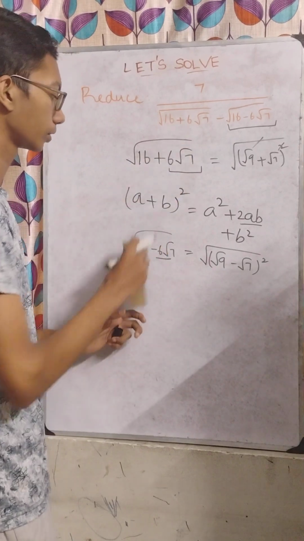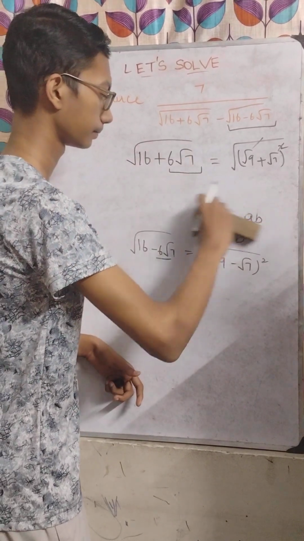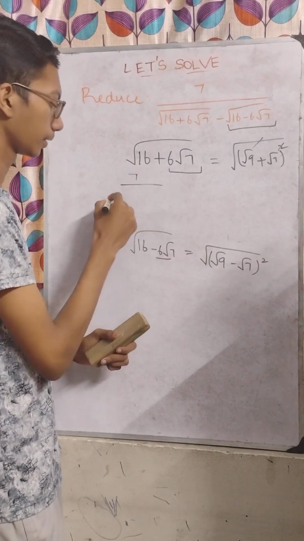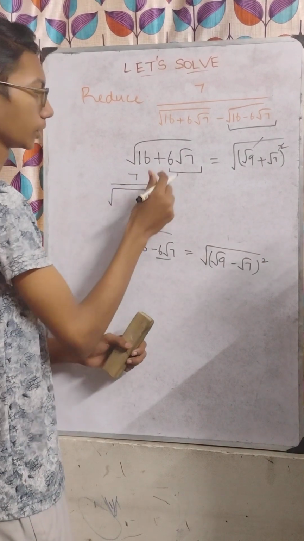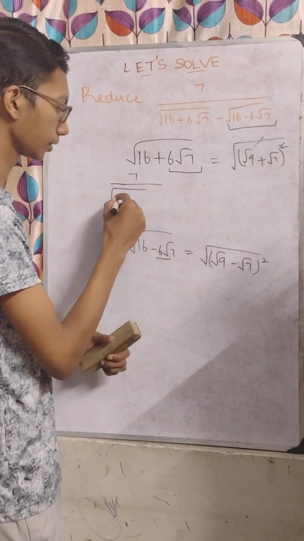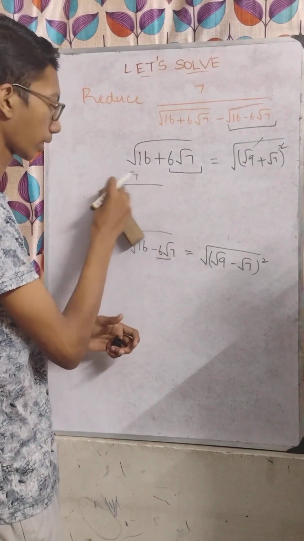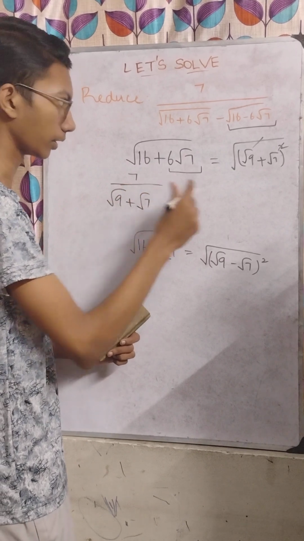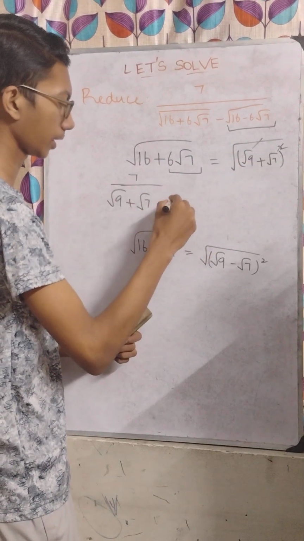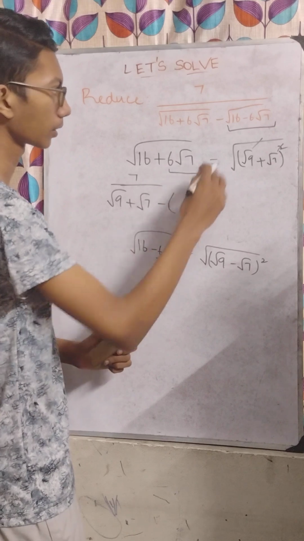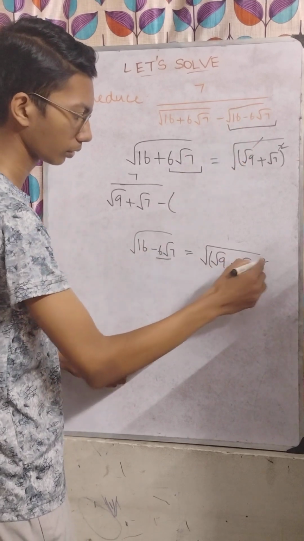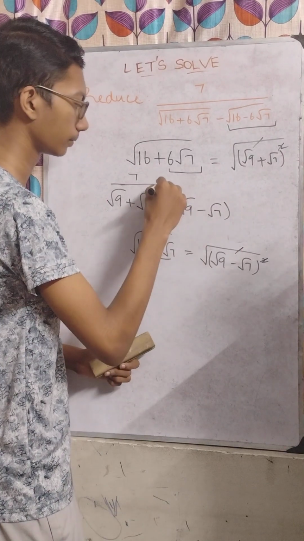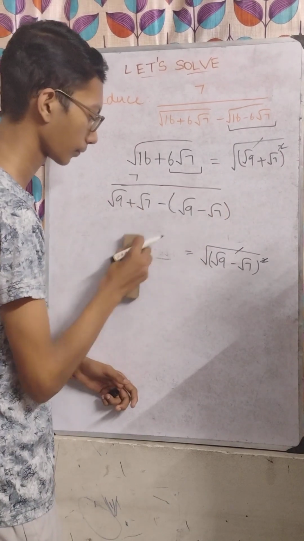So now we will substitute this here. So 7 by the square root of, instead of this we are going to write this. So we write root 9 plus root 7, minus, with the bracket, root 9 minus root 7, since we can cancel the square and the root. So this is what we have here.